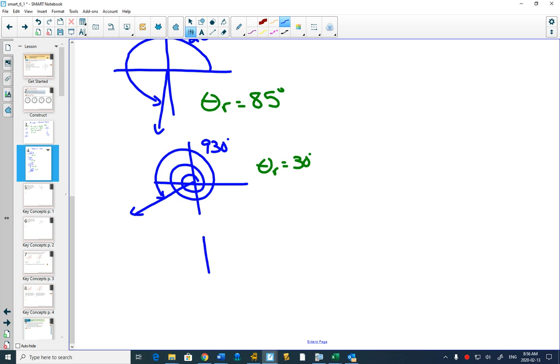It's always good to be a little bit negative in math class. Here we go. If this angle is negative 40 degrees, your reference angle is 40 degrees.